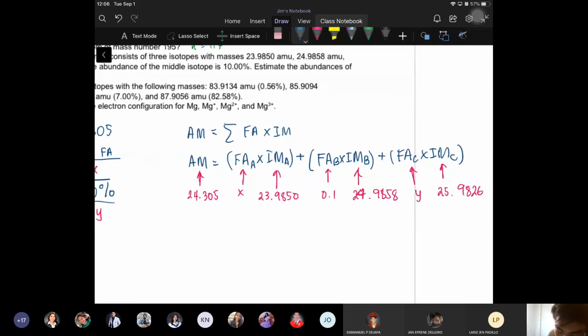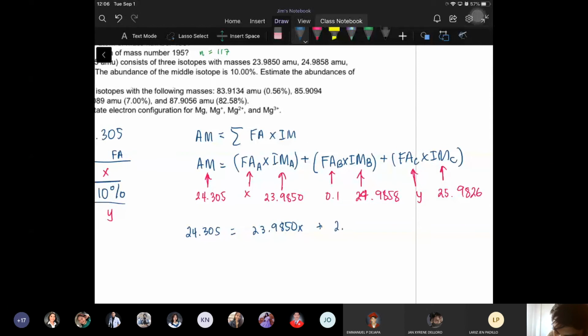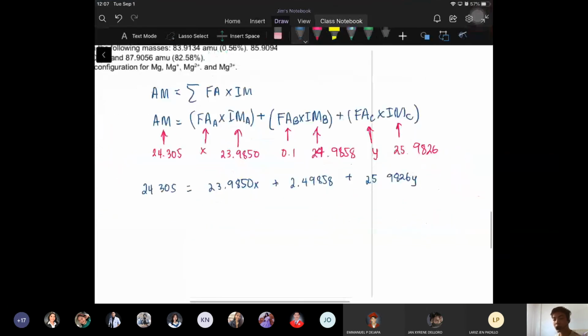Then, what's next? I'm going to plug in all my information. So I plug in all the numbers. I will have 24.305 equals 23.9850x. Plus, what's 0.1 times 24.9858? You just move the decimal point, right? So that becomes 2.49858. Plus 25.9826y. Okay, so looking at the equation, what do we notice?